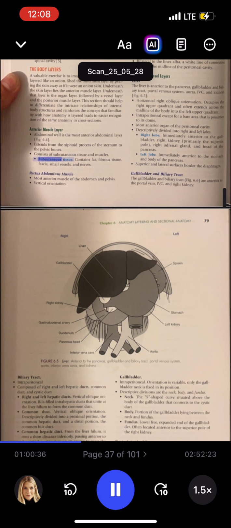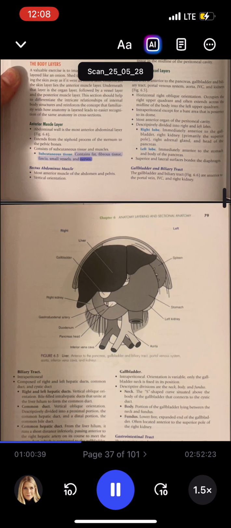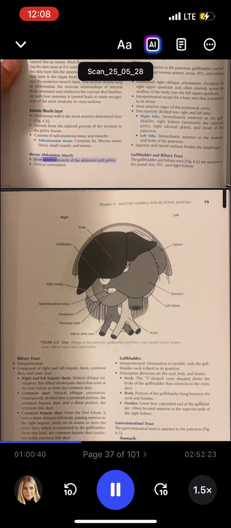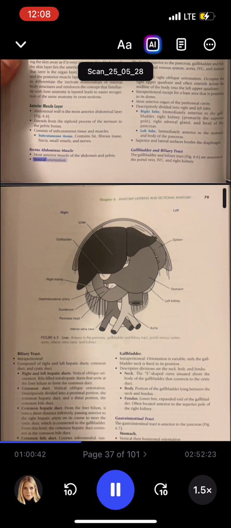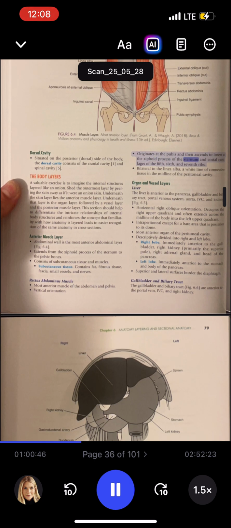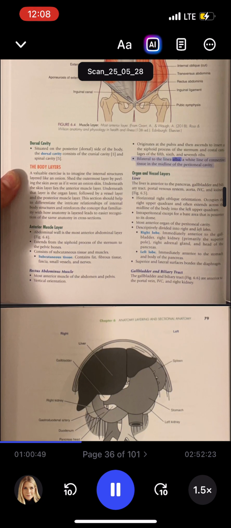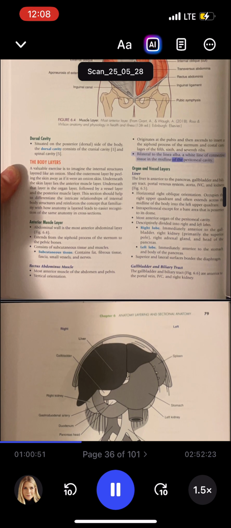1 is subcutaneous tissue. It contains fat, fibrous tissue, fascia, small vessels, and nerves. Rectus abdominis muscle. Most anterior muscle of the abdomen and pelvis. Vertical orientation. Originates at the pubis and then ascends to insert at the xiphoid process of the sternum and costal cartilages of the 5th, 6th, and 7th ribs. Bilateral to the linea alba, a white line of connective tissue in the midline of the peritoneal cavity.